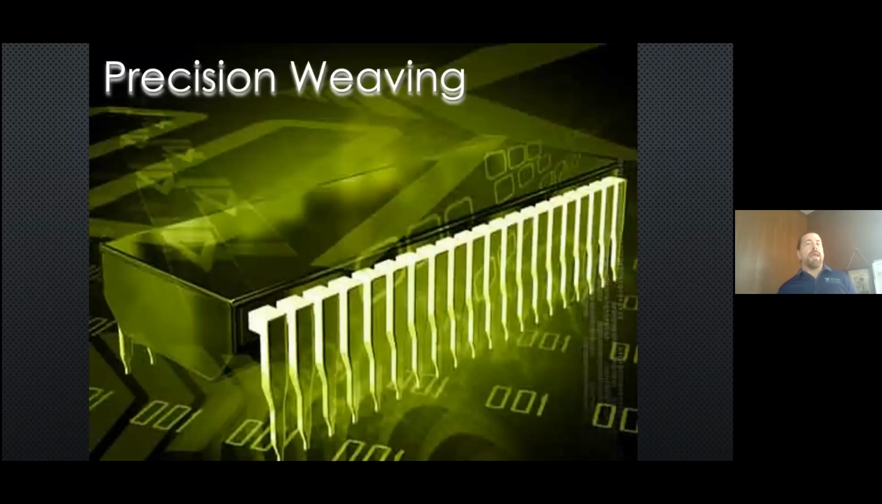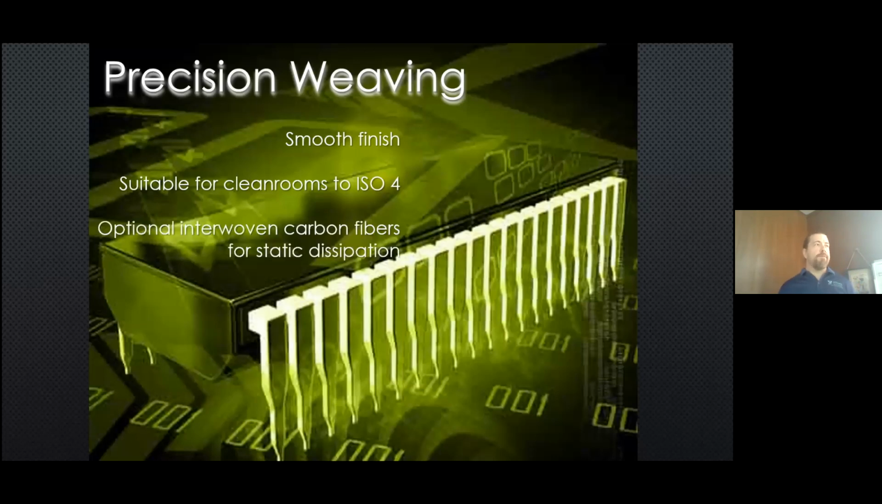The way these are made is a system that we're doing specifically to eliminate a lot of the roughness and the tough finishes that the fabrics are made out of. So that what you're going to end up with is fabrics that are rated for use in clean rooms down to ISO 4 cleanliness standards.